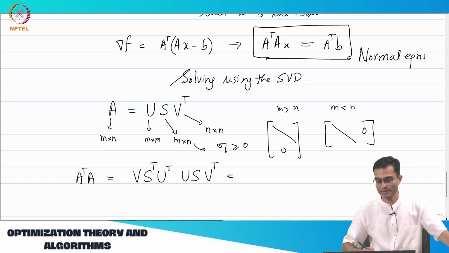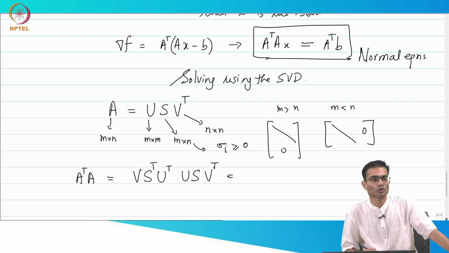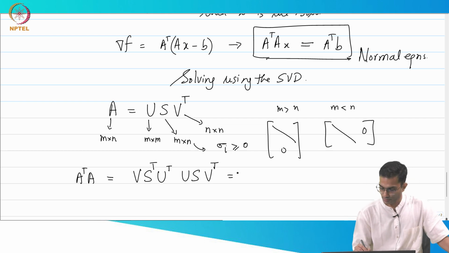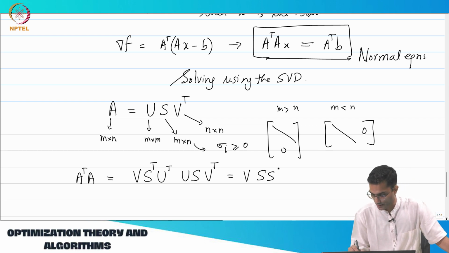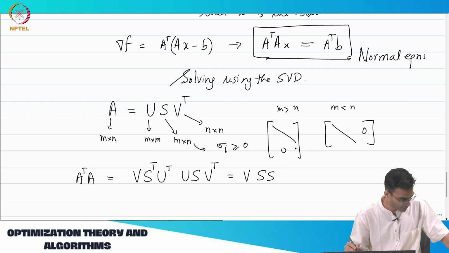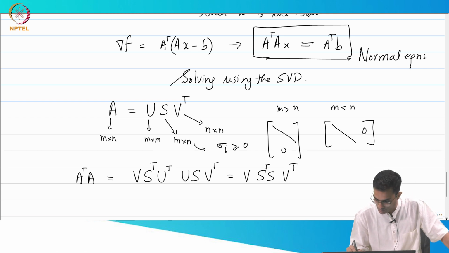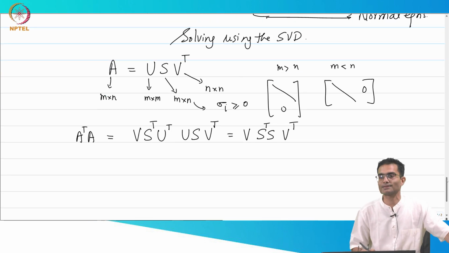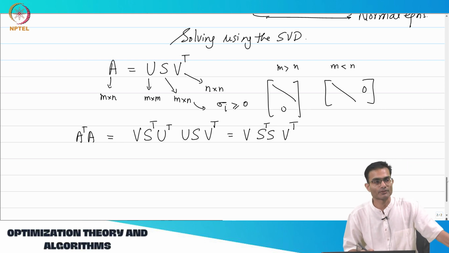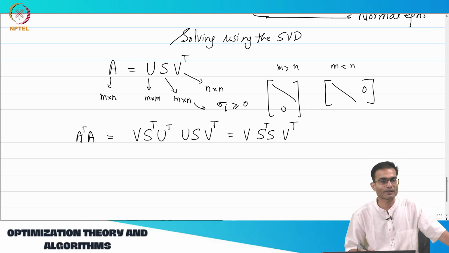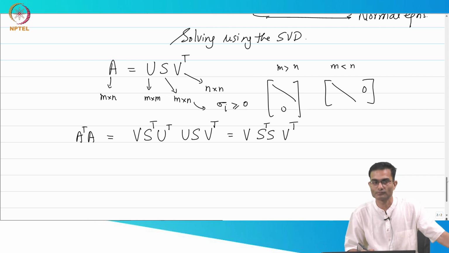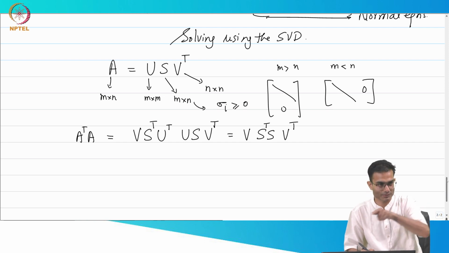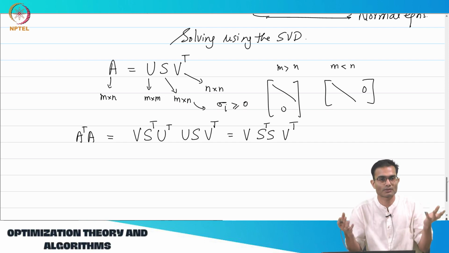Can this get simplified any further? U transpose U, identity. So this becomes V S transpose S V transpose. What will happen to S transpose S? It's going to be square, of course it's going to be square. Anything else that we can say about it? It will be diagonal. Singular values will be sitting on the diagonal as what? Sigma i squared.